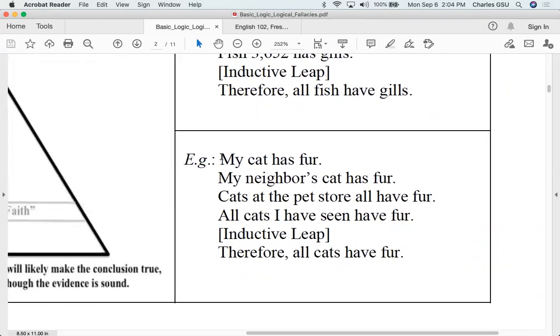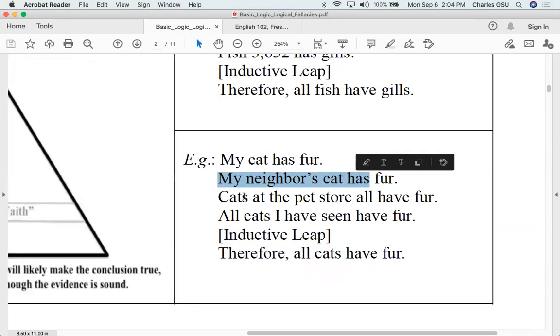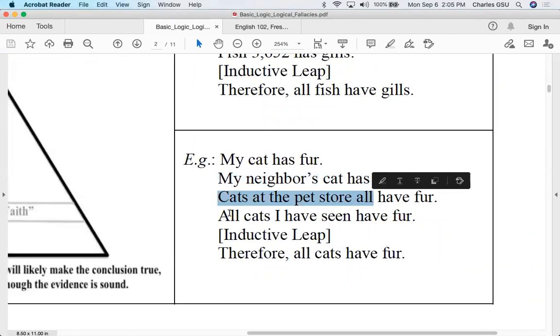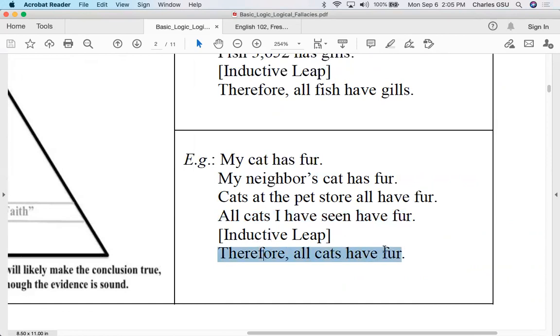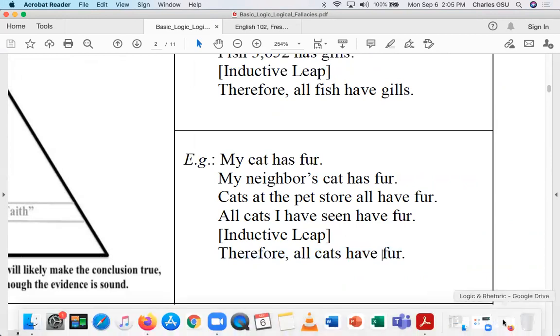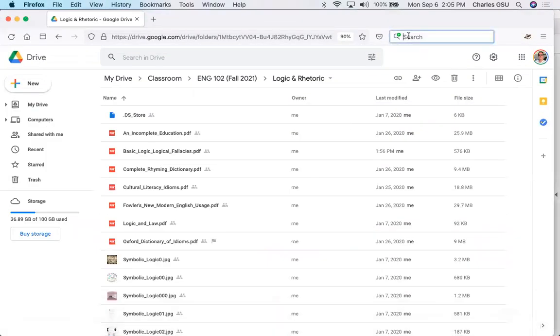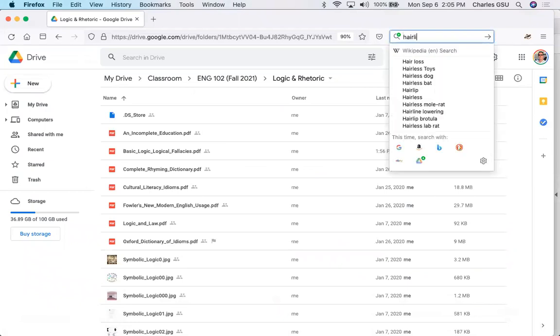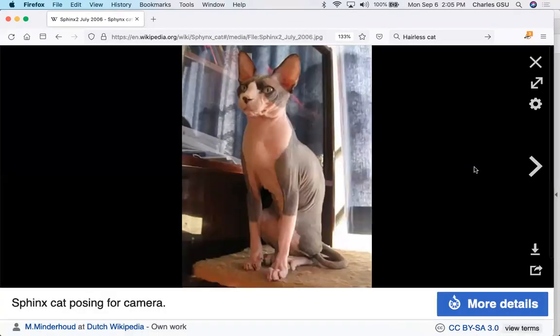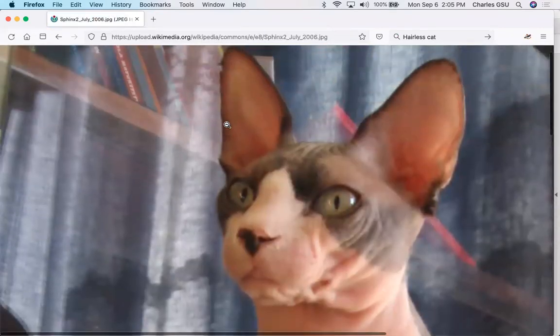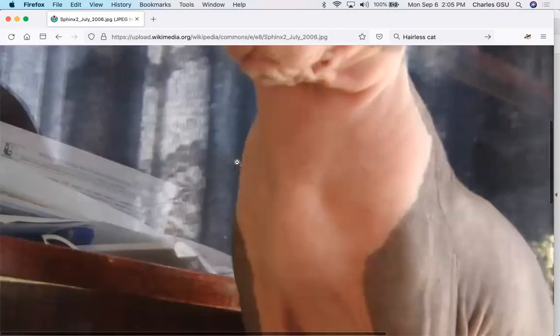So you list a fact: my cat has fur, my neighbor's cat has fur, cats at the pet store all have fur, all cats I've seen have fur. And then you take an inductive leap based on that evidence, and you go, therefore all cats have fur. But I think many of you may know where I'm going with this, that in fact there is an actual creature, a feline, that does not have fur. Kind of bizarre looking feline, known as a Sphinx cat or an Egyptian cat.